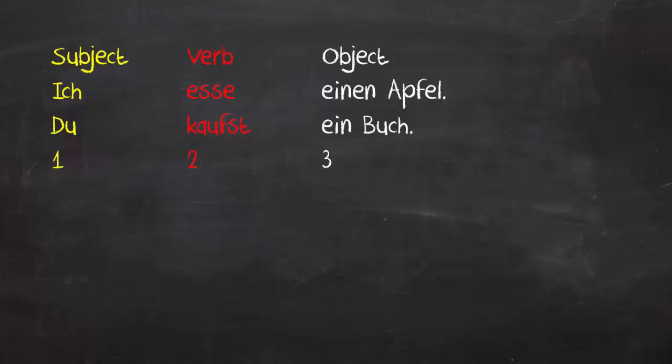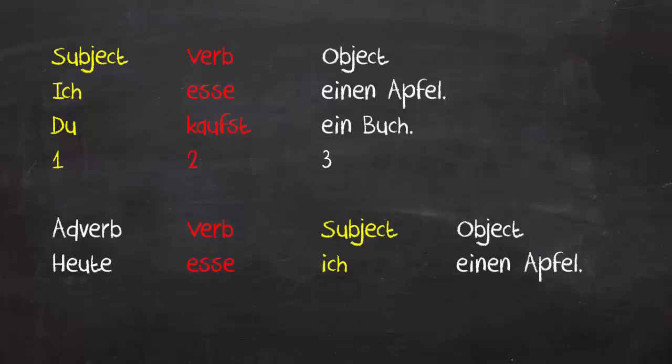Okay, let's have a look at another sentence. This one does not start with the subject, but with an adverb. And do you see what's happening here? The verb and the subject switched places. Why? Because, according to the rule, the verb has to be in the second position. So the adverb is here in position number 1, the verb in position number 2, then comes the subject, and then the object.